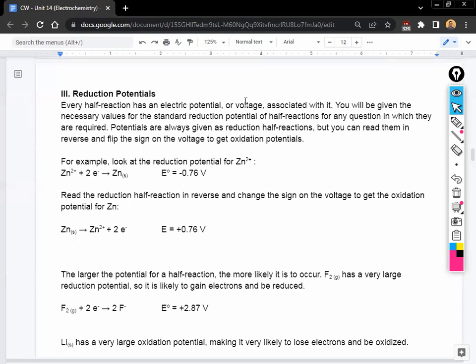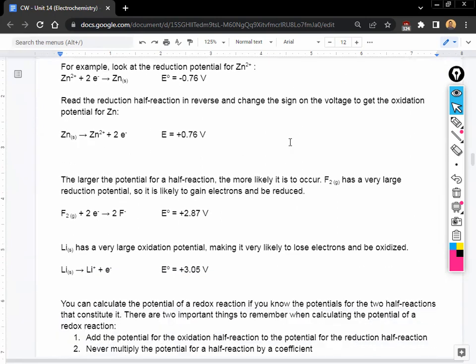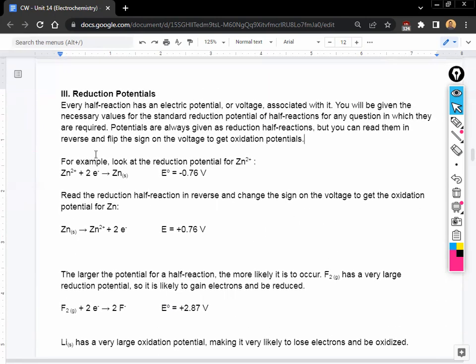Okay, so we got some examples right here. This is the reduction potential for zinc ion. So zinc ion is going to gain 2 electrons to turn into solid zinc. And this is the notation for the reduction potential.